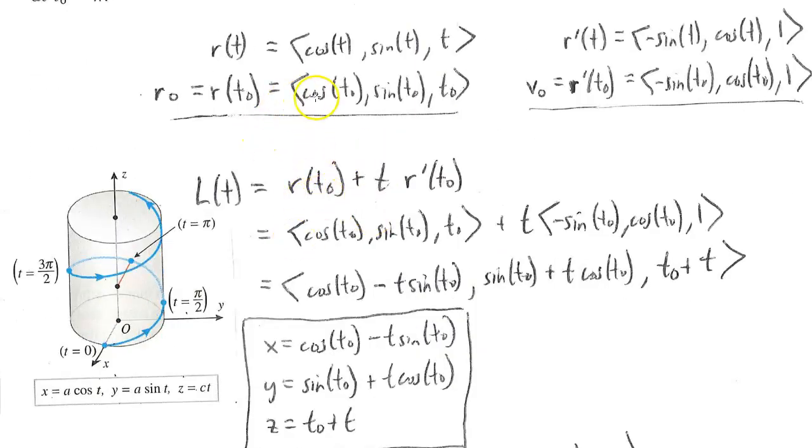What was r of t naught? Well, r of t naught was this. That's what we put here. Plus t times r prime of t naught. What was r prime of t naught? That's this. That's what I put here. Okay, now I can combine these here.